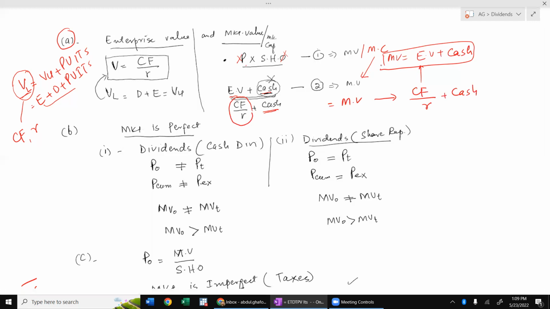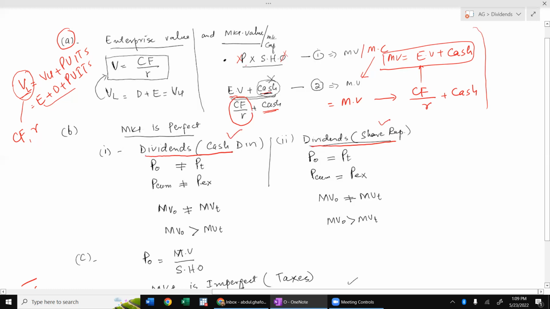Next is for the dividend-specific questions. This information is quite general. There are a few things that you should remember when you do dividend policy questions. Number one, when the market is perfect, a company can distribute cash in two forms: cash dividends and share repurchase.